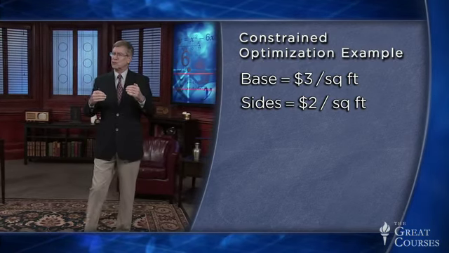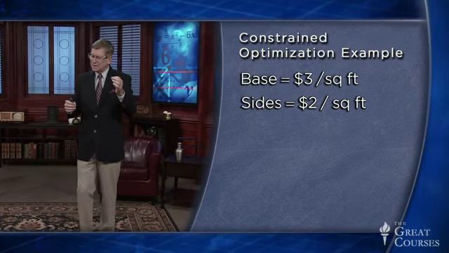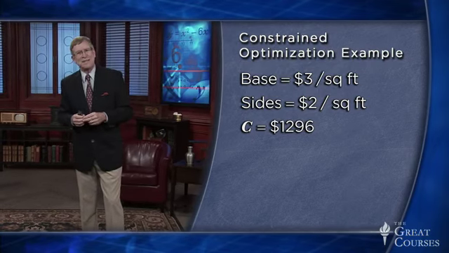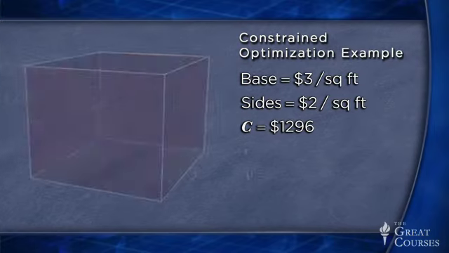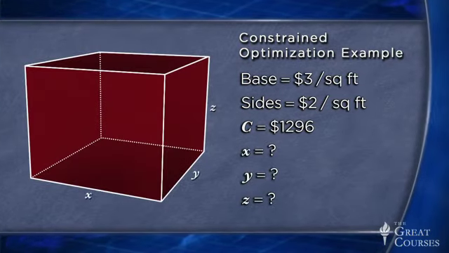And we had a constraint. We only had a certain amount of money. In fact, I made the constraint that we had $1,296 to construct this box. And we were looking for the dimensions of the box of largest volume given this constraint.